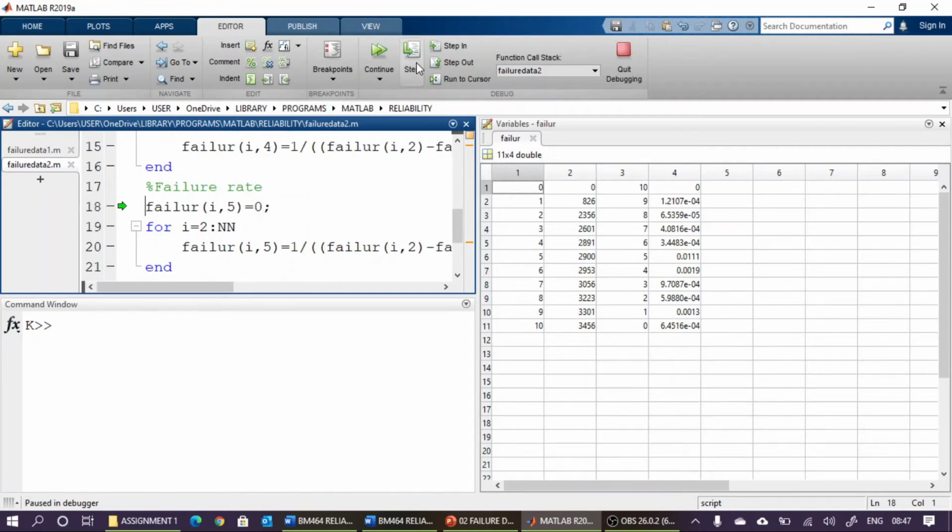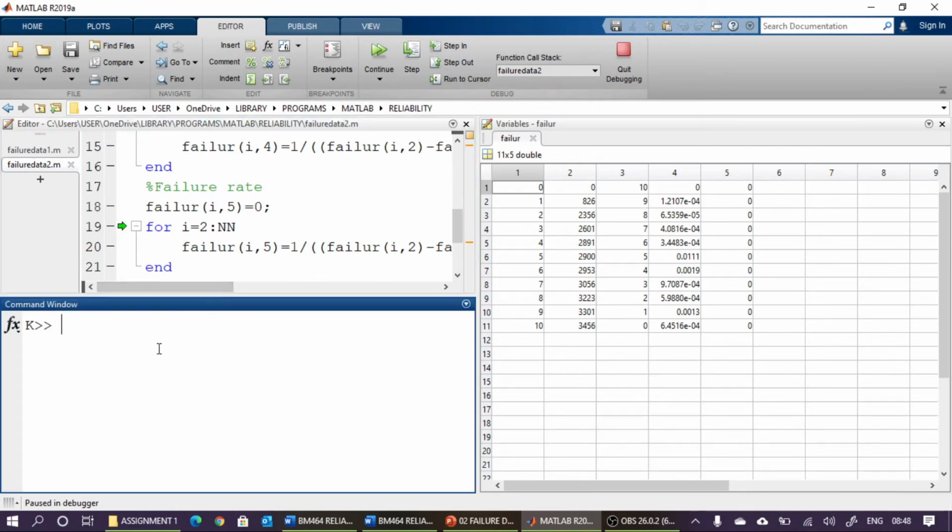Now we are going to calculate the failure rate. So what is failure rate? Again, the number of components failed is 1. So 1 divided by delta T. So here 1 divided by 826 minus 0 into the average of survival, that is S of I minus 1 plus S of I divided by 2, that is 10 plus 9 divided by 2. So we have 1 by 826 minus 0 into 10 plus 9 divided by 2.